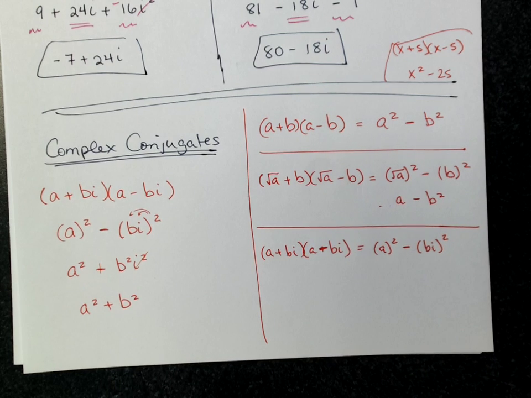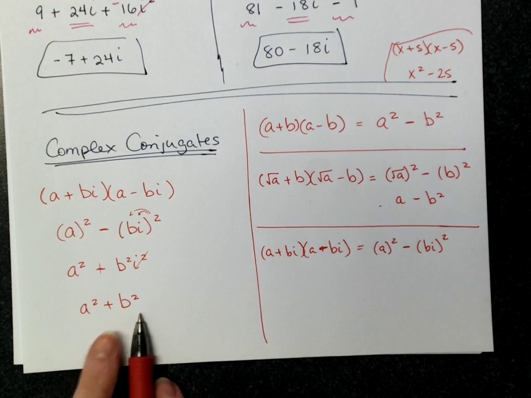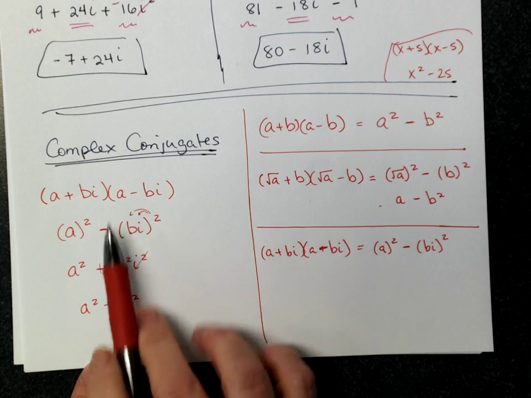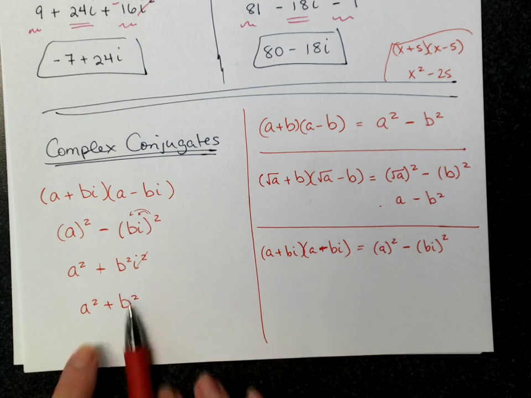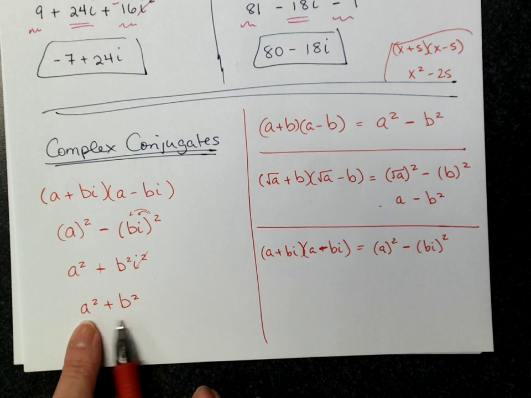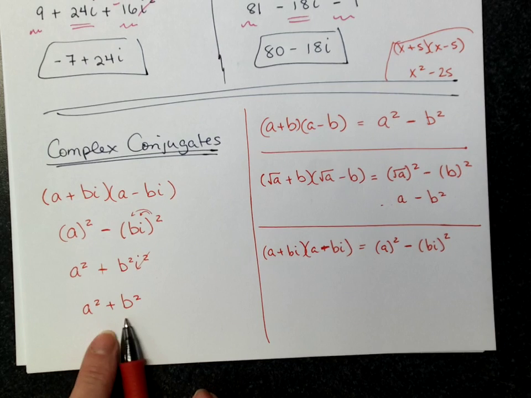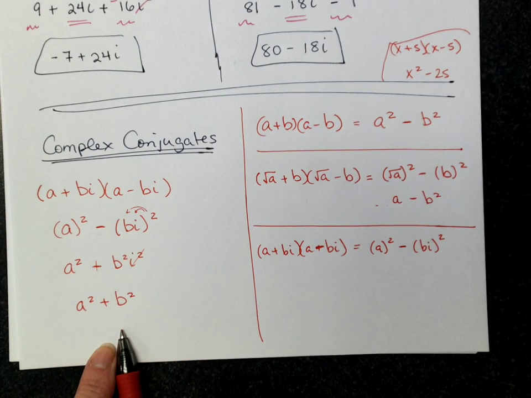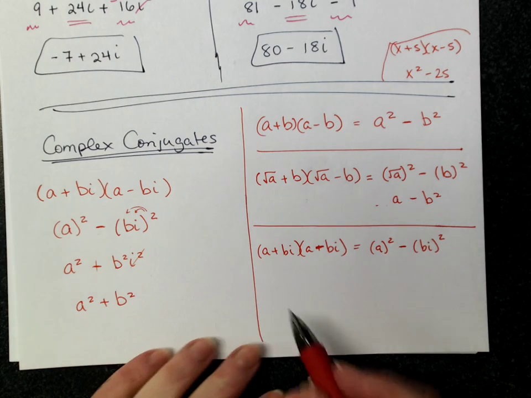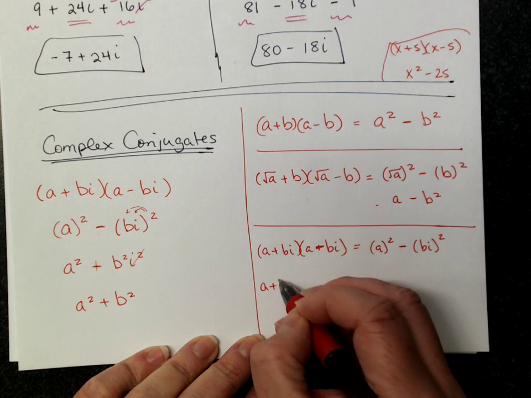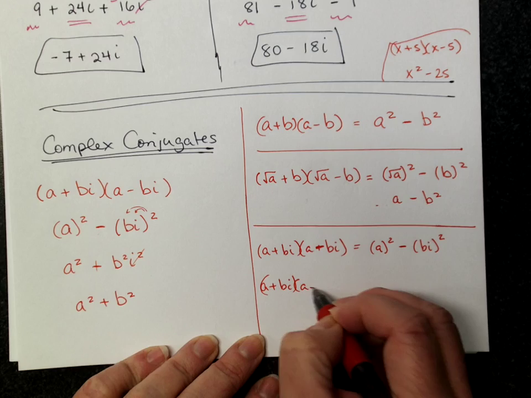Okay? But notice how there's no more i here. Notice how multiplying by a complex conjugate, just like multiplying by an i kills the i, there's no more i. This is just a number and a number. You'll be able to simplify this to a single number. Okay? A and B are real numbers. There's no more i. So another way to think of complex conjugates is A plus bi times A minus bi.